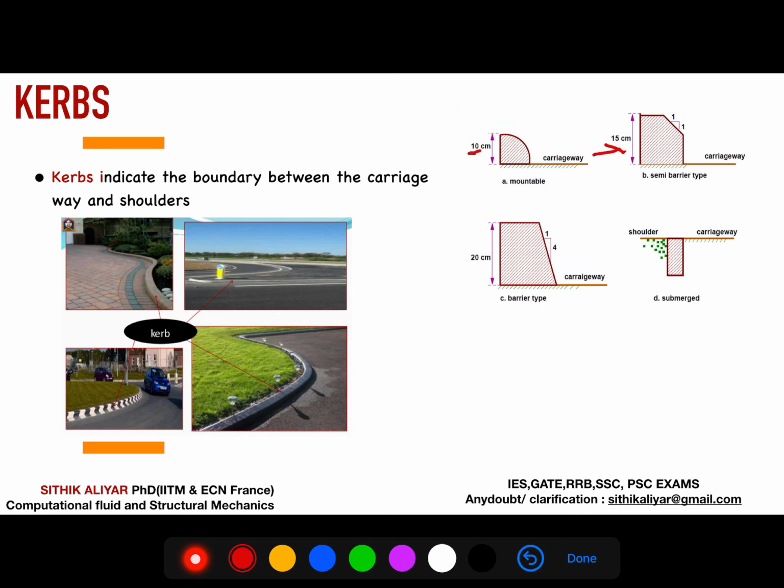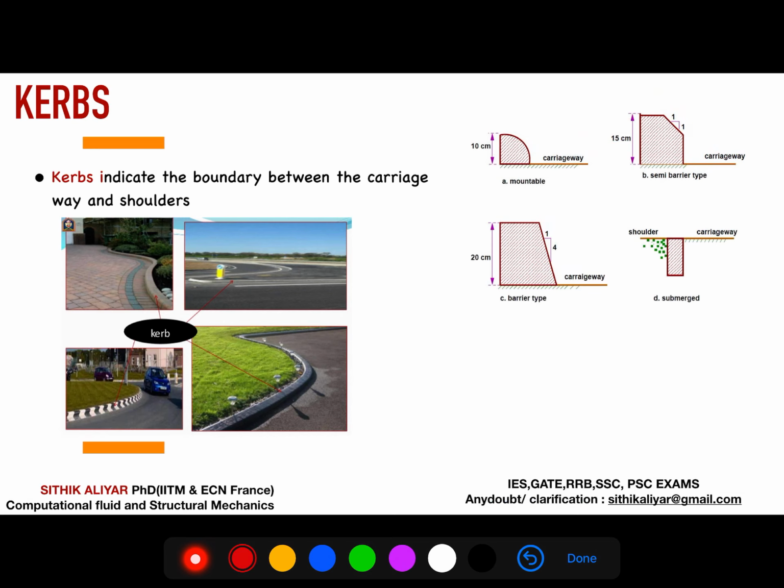And semi-barrier type curbs, as the name says, are semi barrier. It's very difficult to go above if any problem comes. Consider this is the shoulder and this is the carriageway. To go to the shoulder, it has to push a little over this height. The total height is 15 centimeters. The tire has to push some height, but when the tire is placed over here, it can easily go to this shoulder.